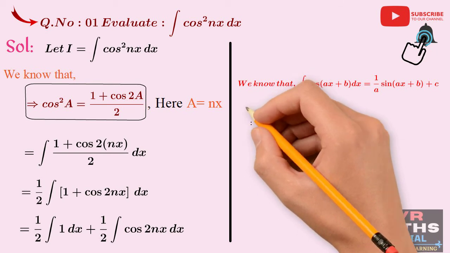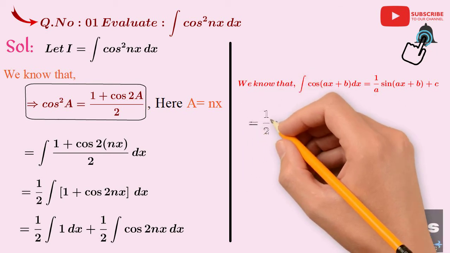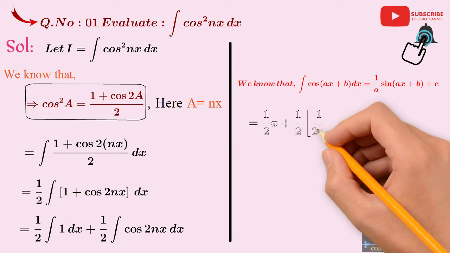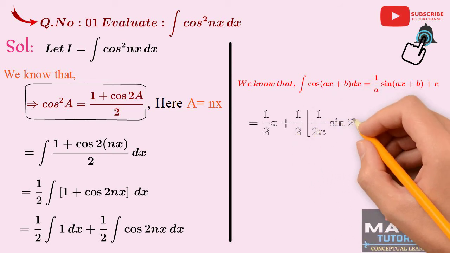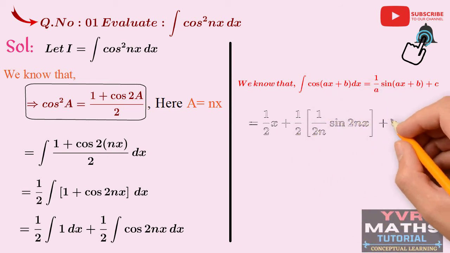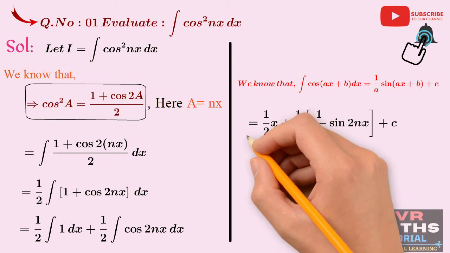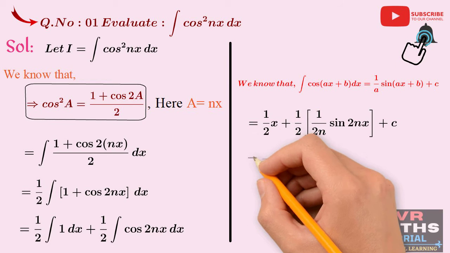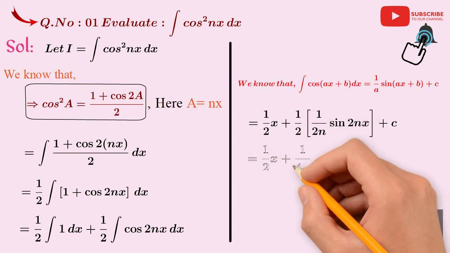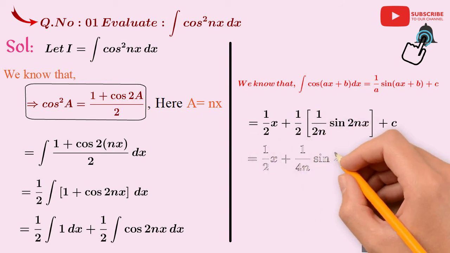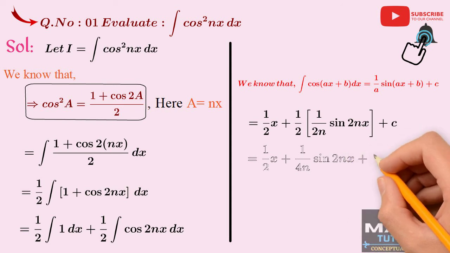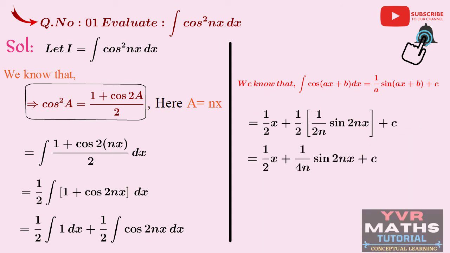1 by 2 into x plus 1 by 2 into 1 by 2n sine of 2nx plus c. If we simplify this, the final step is 1 by 2x plus 1 by 4n into sine of 2nx plus c. Here c is the integral constant. So this is the final answer for the given integral. I hope you understand.